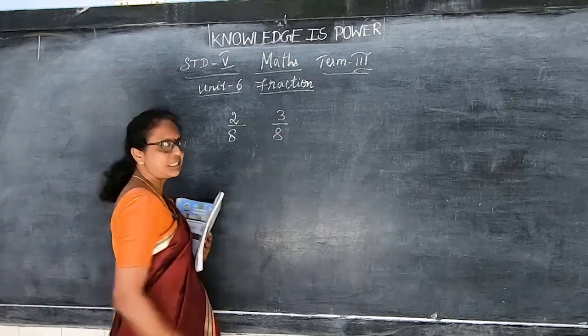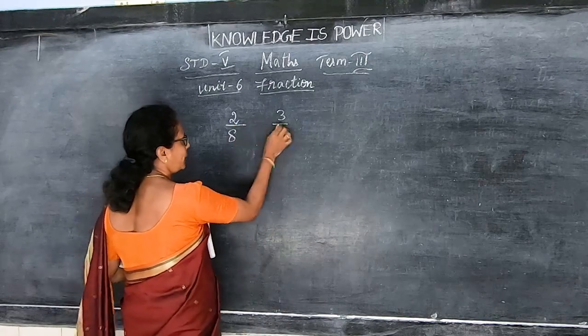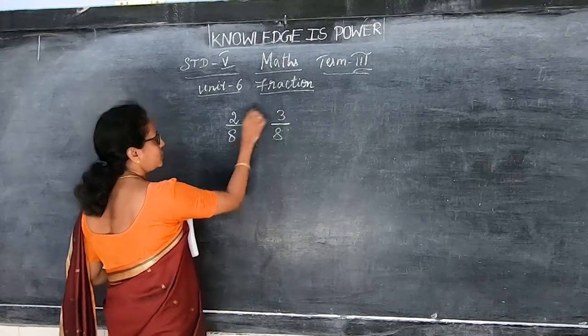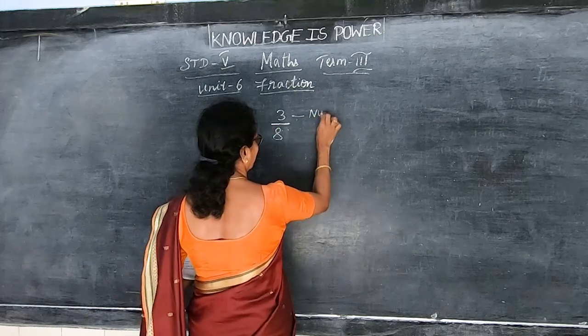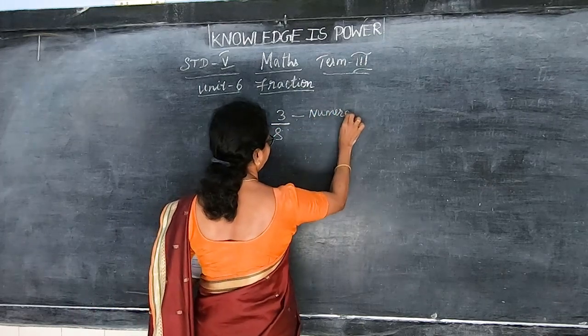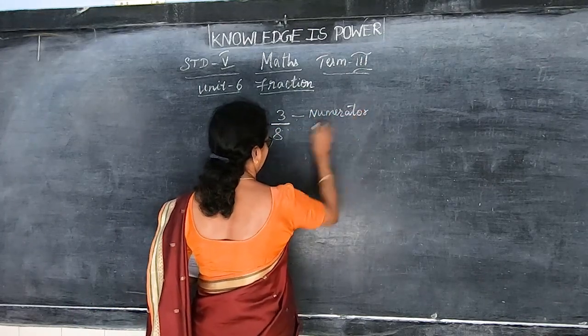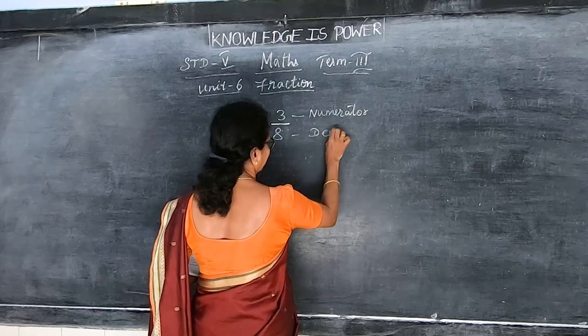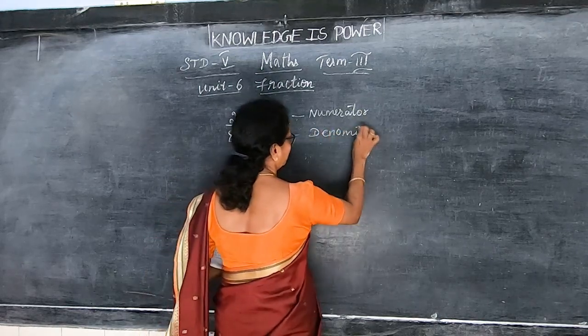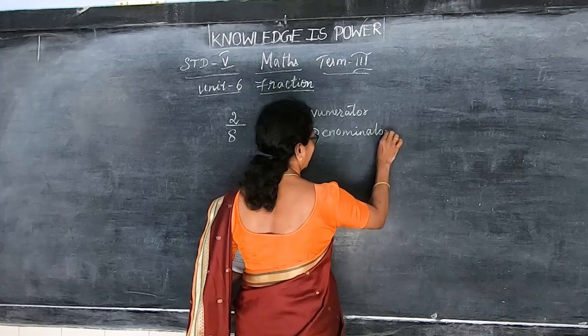We have to read the numbers like this only. Say it again children, 2 by 8 and 3 by 8. So this is called the numerator. 2 is the numerator and 8 is the denominator. The top one is the numerator, the bottom one is the denominator.